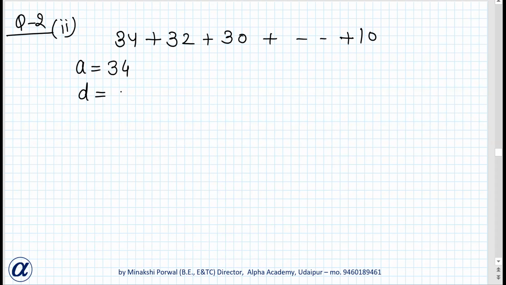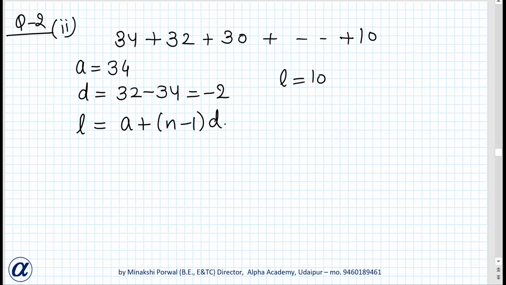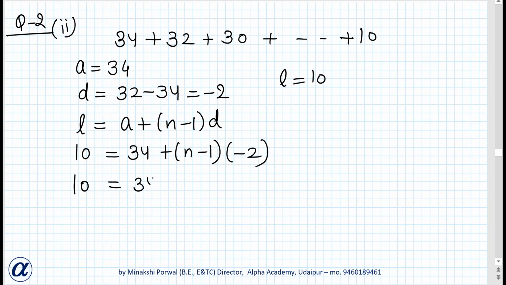Common difference is second term minus first term, that is equal to minus 2. Last term is 10. We don't know how many terms there are, so first of all, we'll put the formula L equals A plus (N minus 1)D to find N. L is 10, A is 34, D is minus 2. So 10 equals 34 minus 2 into (N minus 1).